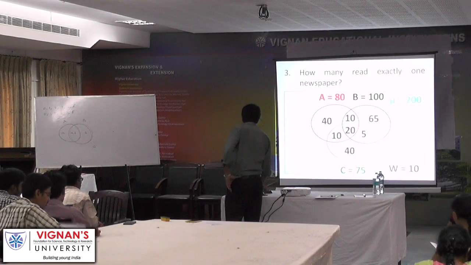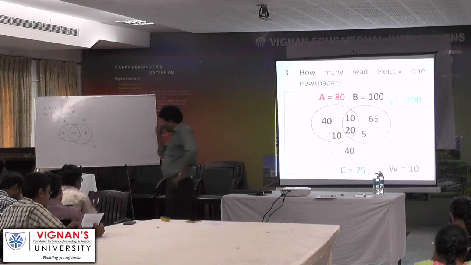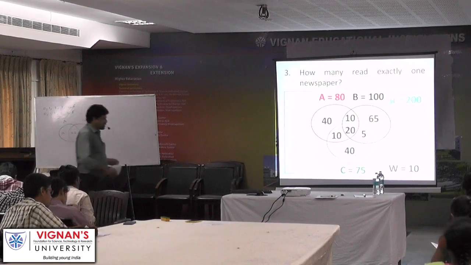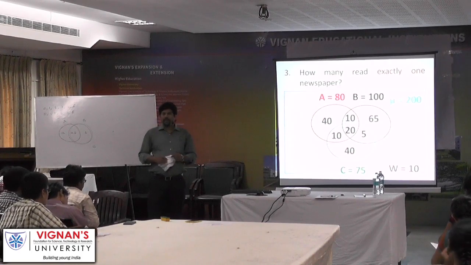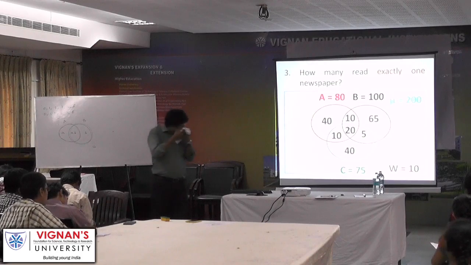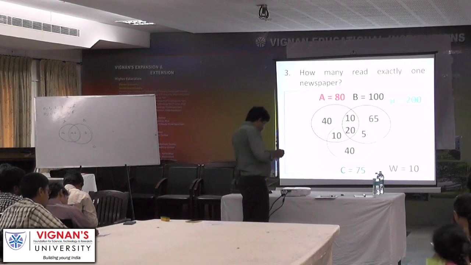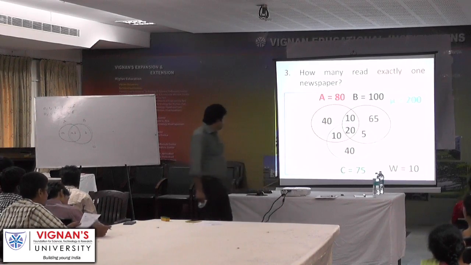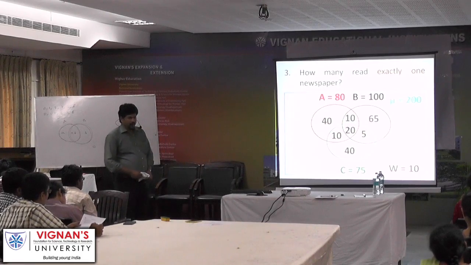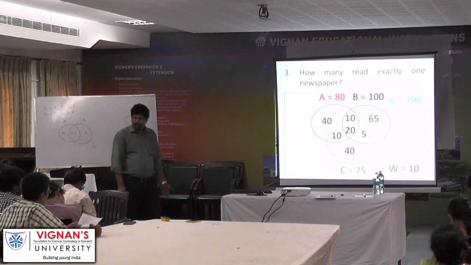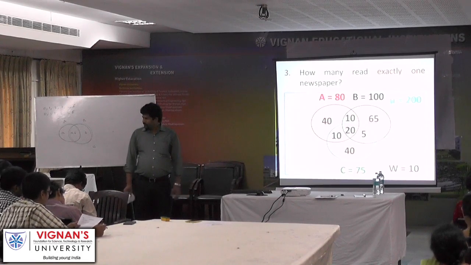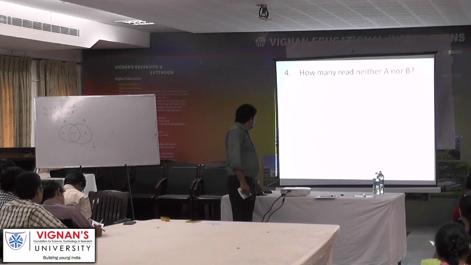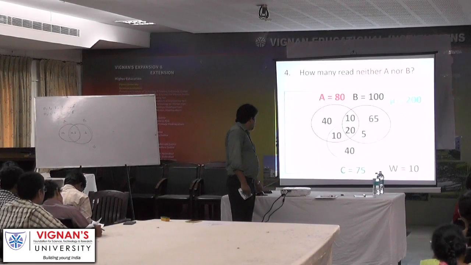Exactly 1. 40 plus 40 plus 65. That is exactly 1. Exactly 1 means only A plus only B plus only C. Those 3. Exactly 1. Exactly 2. Exactly 3 is 20. All the 3. How many read neither A nor B?